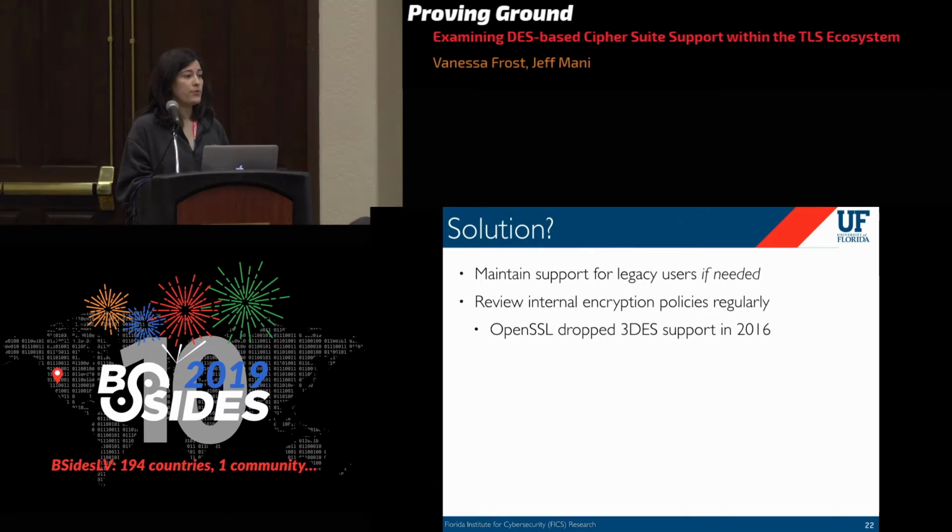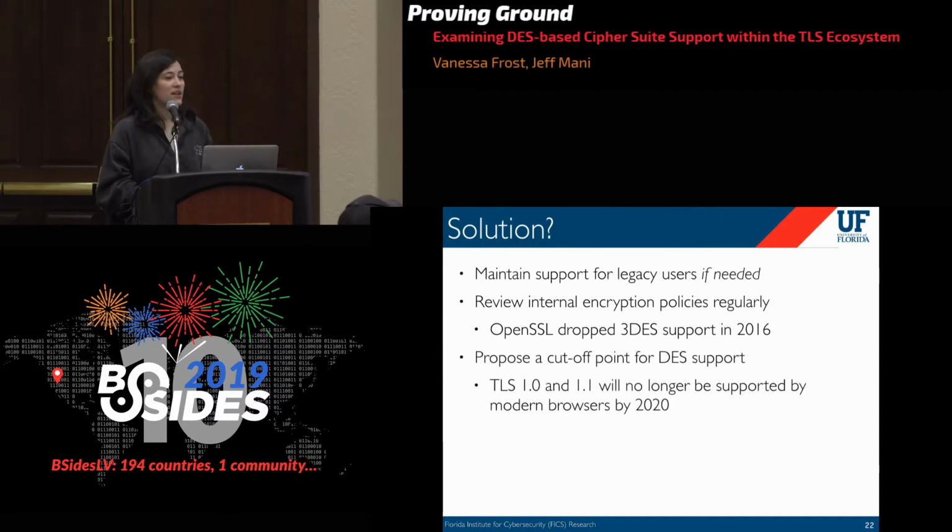Two, review your internal encryption policies with some regularity. As an example, OpenSSL dropped support for triple DES in 2016. And triple DES is still being supported in 40% of servers. That means either people aren't updating their OpenSSL, or they're copy-pasting, dragging old configuration files, or they're manually adding it back in. And if that's the case, probably nothing I say in this talk is going to dissuade you.